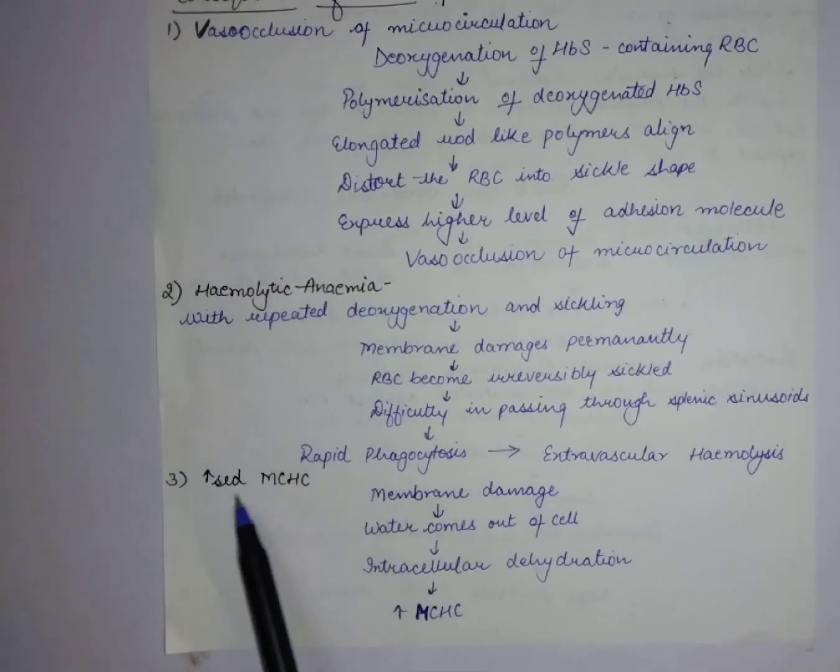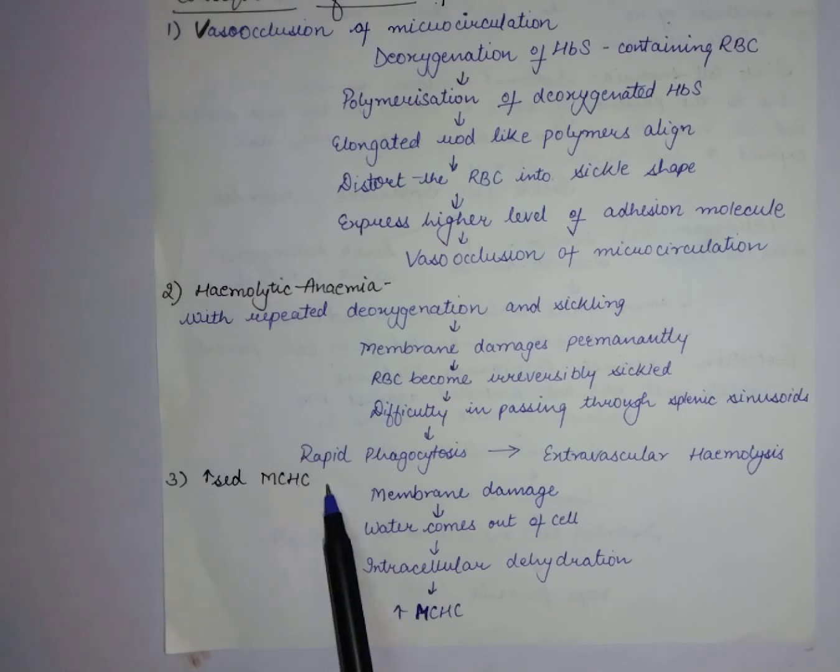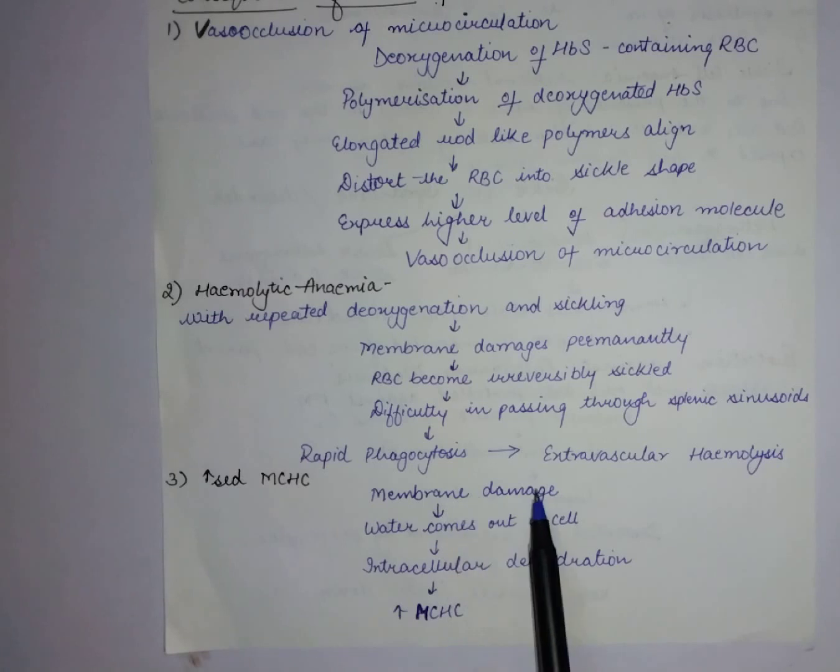Third consequence of sickling is increased MCHC, mean corpuscular hemoglobin concentration. When there is membrane damage, water comes out of the cell. That leads to intracellular dehydration, which leads to increased MCHC.